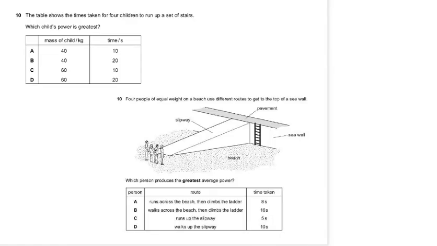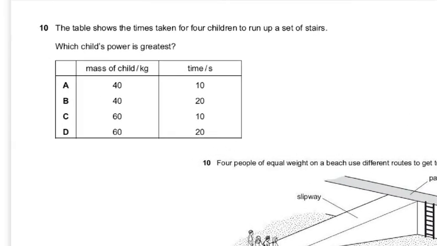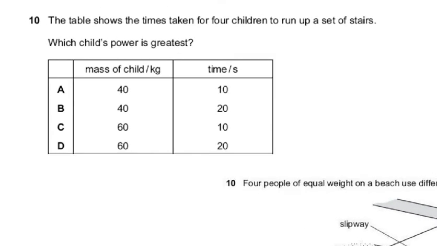All right, a little bit more about power. This table shows the times taken for 4 children to run up a set of stairs. Which child's power is the greatest? All right, so basically let's just look at what we've got here. We've got the mass of the child, 40 kilograms, so that would be 400 newtons of weight, or 60 kilograms, 600 newtons of weight.